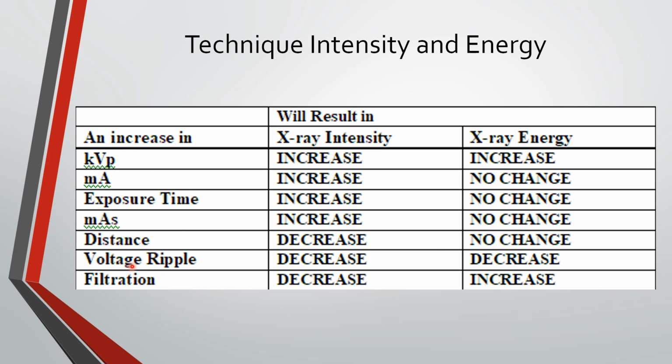Voltage ripple, which we'll talk about in the physics playlist, has to do with the generator. An increase in voltage ripple just means that there's more up and down to the energy coming in. So the average energy of this wave here is going to be lessened.